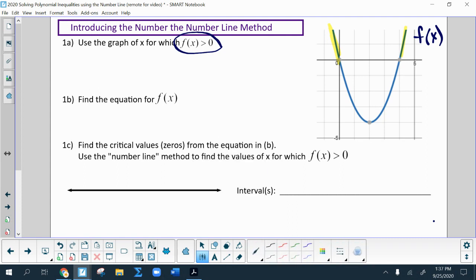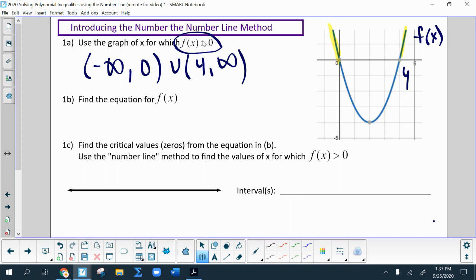that the solution to this question is, well, from -infinity all the way to x equals 0, I have a graph that's above the x-axis. Then there's some stuff below. Then I hit 4, and from 4 to infinity, it's above the x-axis again. I don't have brackets because this is just a greater than only sign.